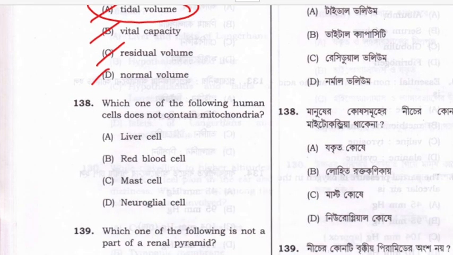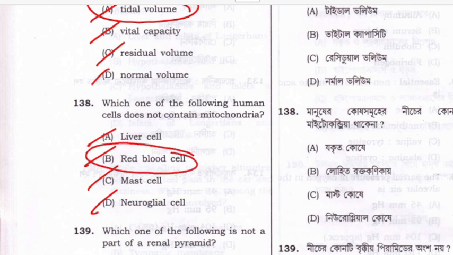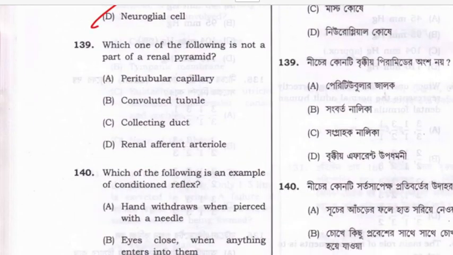Which of the following human cells does not contain mitochondria? Liver cell, red blood cell, mast cell, neuroglial cell. Red blood cell basically does not contain any mitochondria.